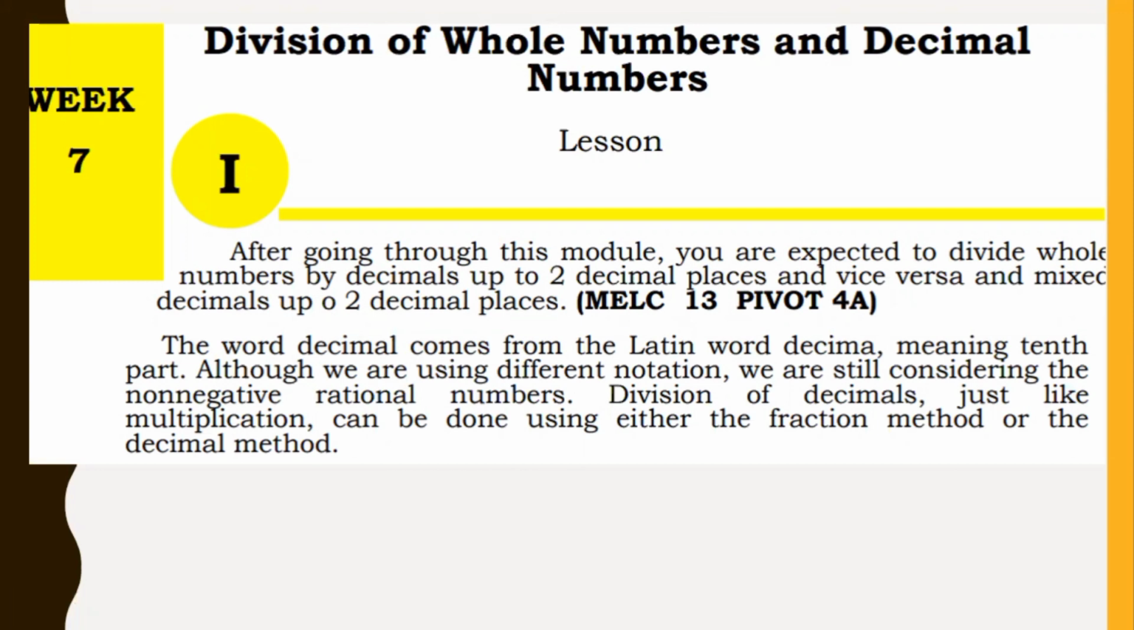The word decimal comes from the Latin word decima, meaning 10th part. Although we are using different notation, we are still considering the non-negative rational numbers. Division of decimals, just like multiplication, can be done using either the fraction method or the decimal method. Now, for us to understand this, let's have an example.